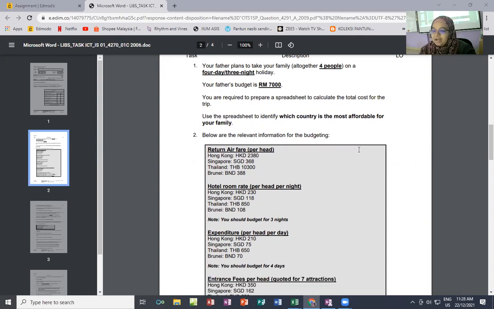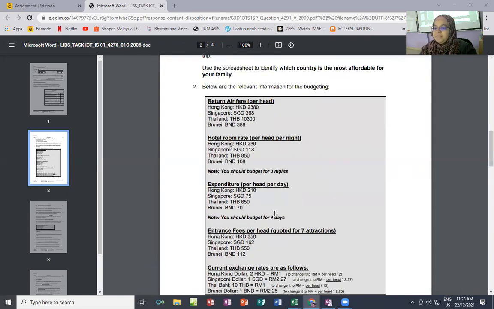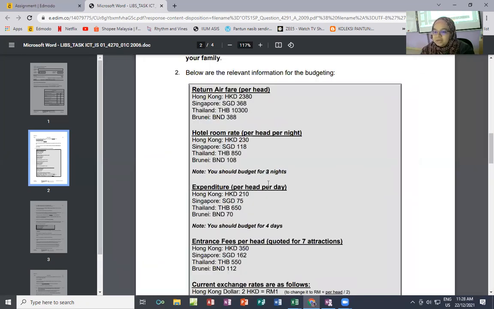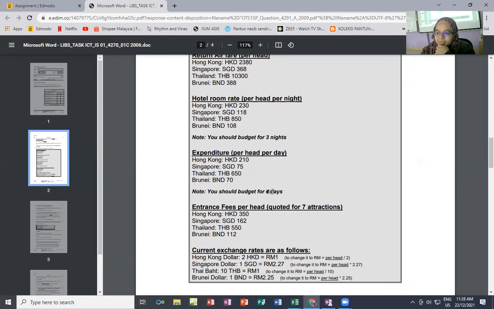Below are the relevant information here. All these are per head, per night. So what you have to do, you have to budget according to what the note is written here. Hotel room per rate, you have to times how many? 3. Why? Because it's written here, budget for 3 nights. Expenditure, you have to times by 4.